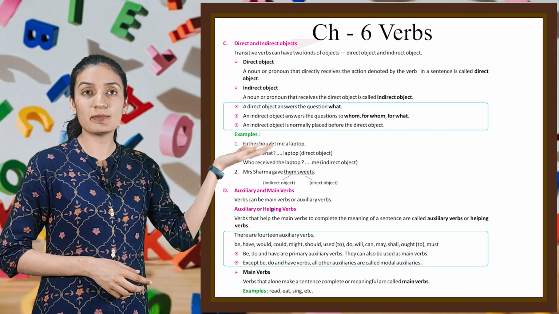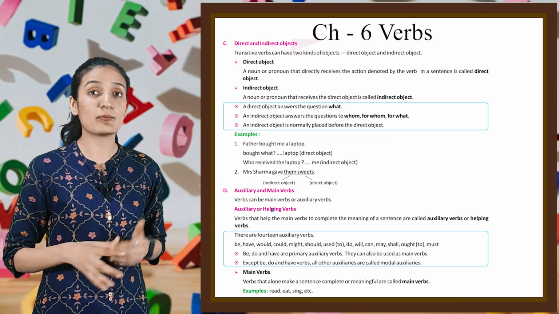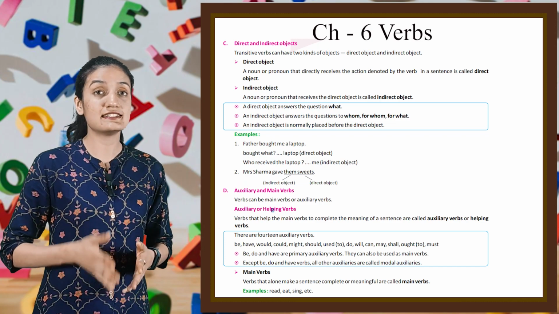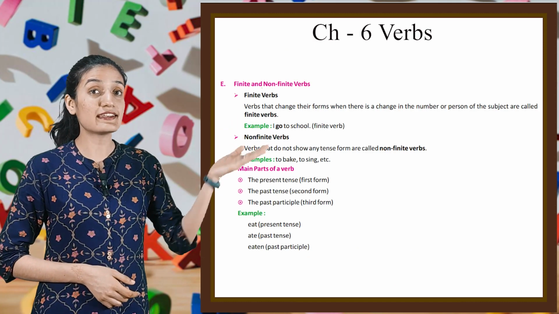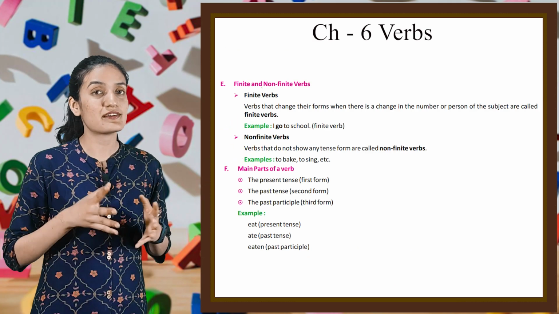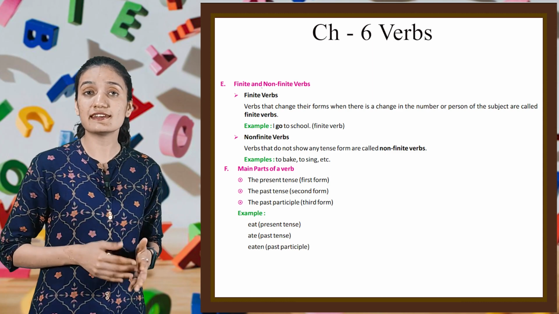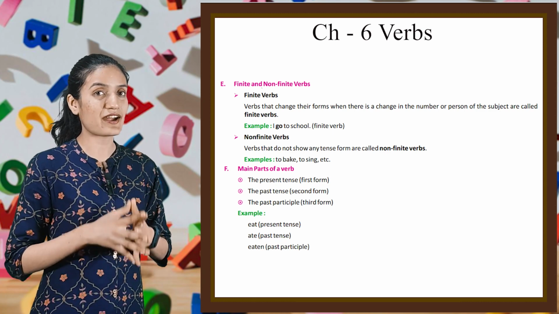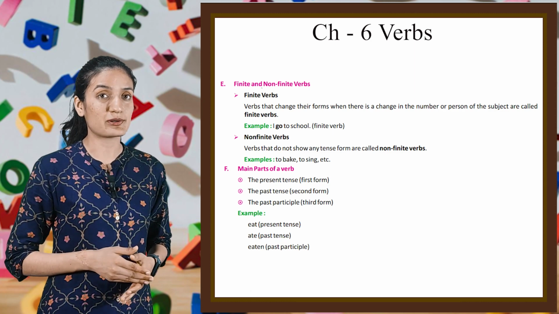Let's move on to the main verbs. Verbs that alone make a sentence complete or meaningful are called main verbs. Examples. Read, eat, sing, etc. Let's move on to part E, finite and non-finite verbs. Finite verbs: verbs that change their forms when there is a change in the number or person of the subject are called finite verbs. Example, I go to college, finite verb.